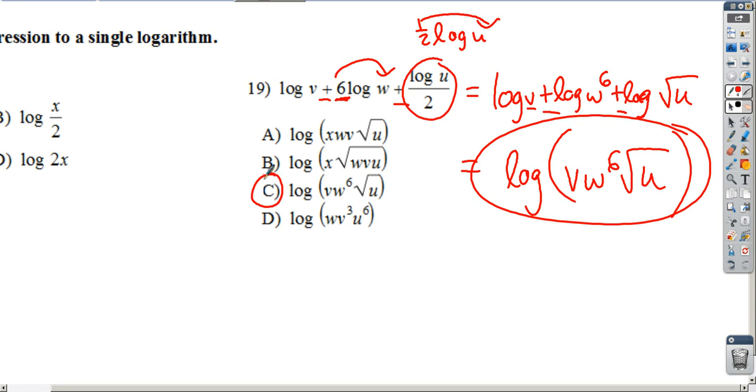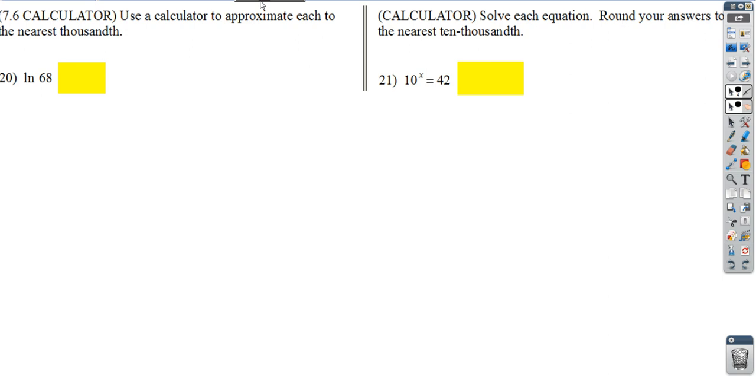Alright, so that was up through section 7.5 and some of section 7.7 also with natural logs. In the next video, we will talk about 7.6.